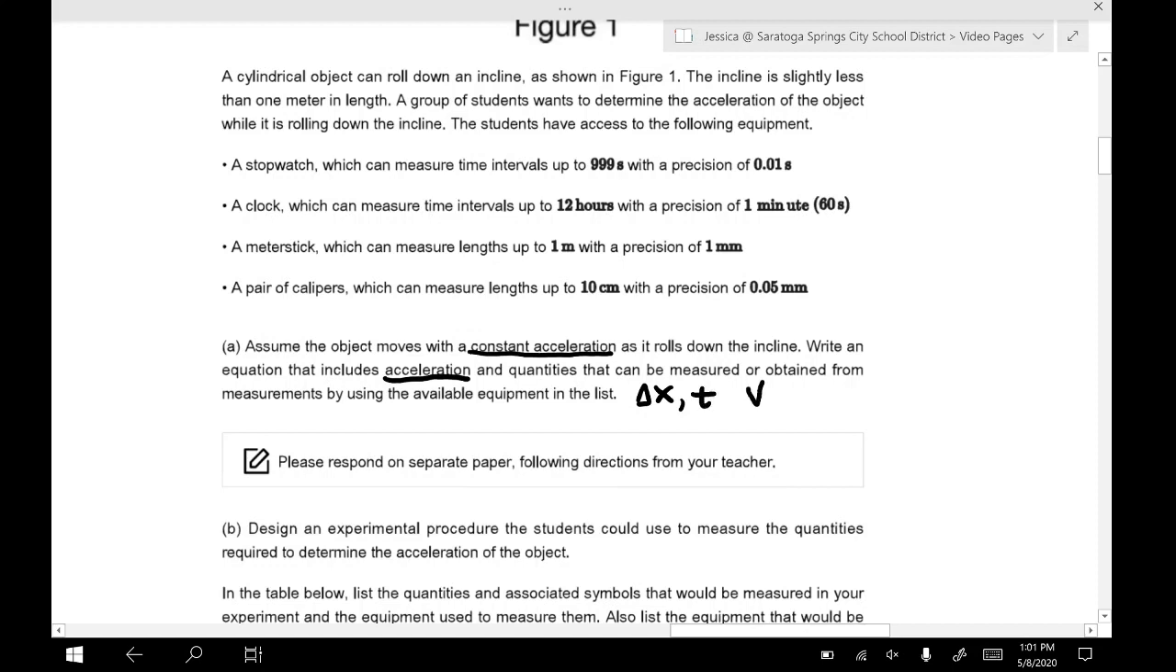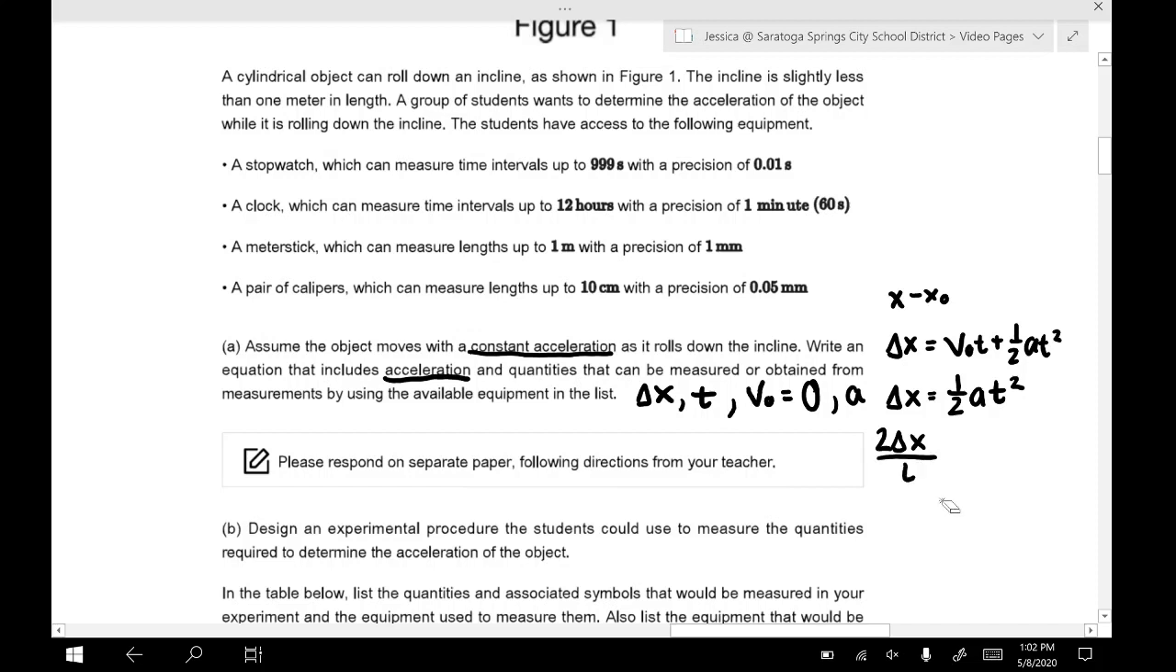Now, if you remember, the initial velocity of this is likely going to be 0 because we're going to start this object at rest. Now, we need an equation that has those variables and only those, and that's going to be the position versus time equation. So, delta x, which is just x minus x0, is v0t plus 1/2 at squared. So, delta x is 1/2 at squared. So acceleration is 2 times delta x over t squared.